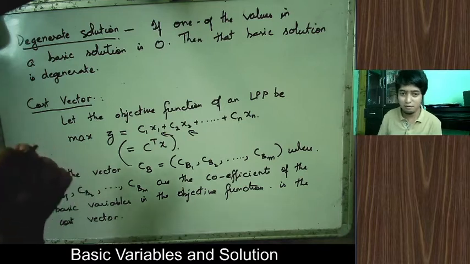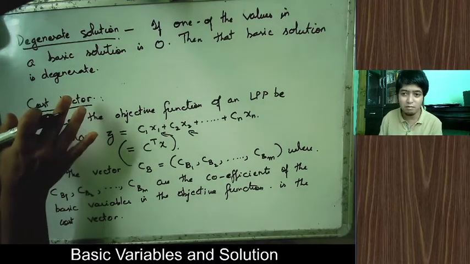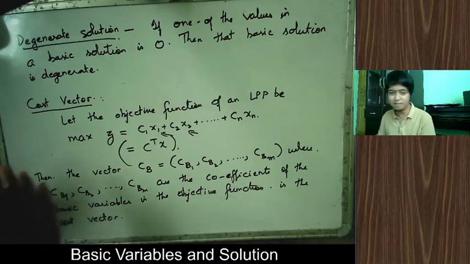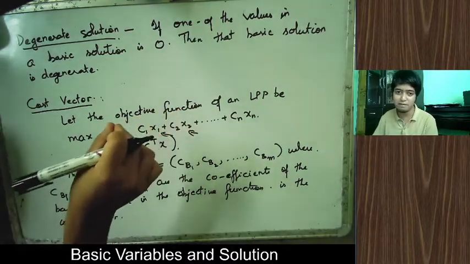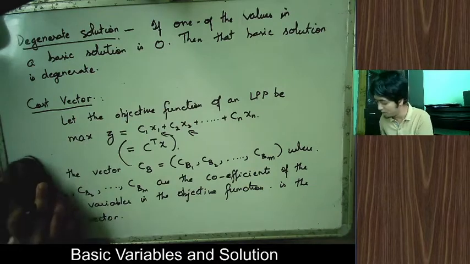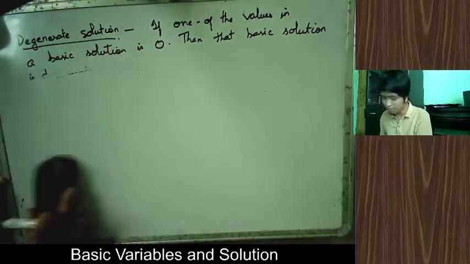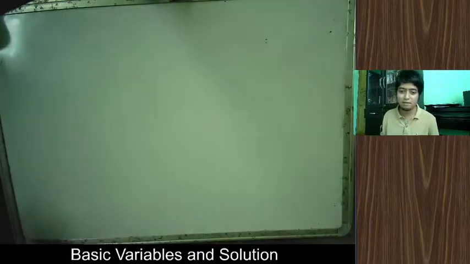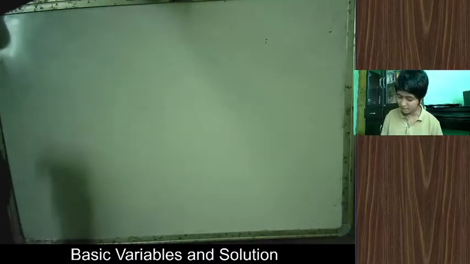You can only find the cost vector after finding the basic variables, but it is related to the coefficients of the objective function of the LPP. So with that being said, let us do some exercises. Let's try the first exercise.